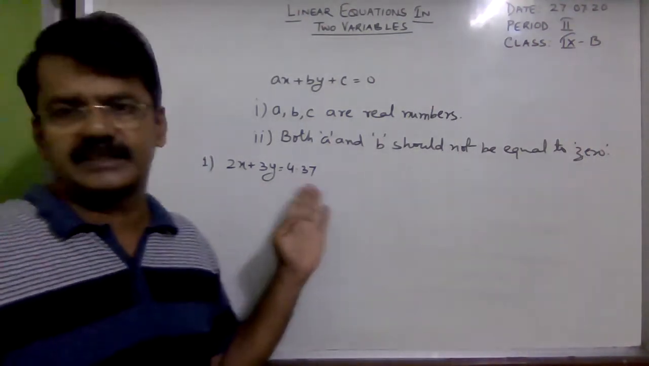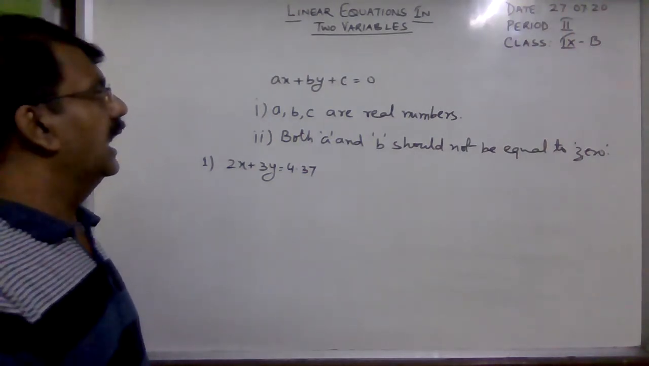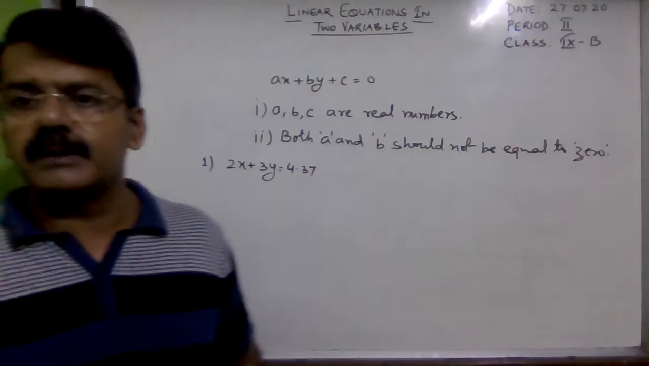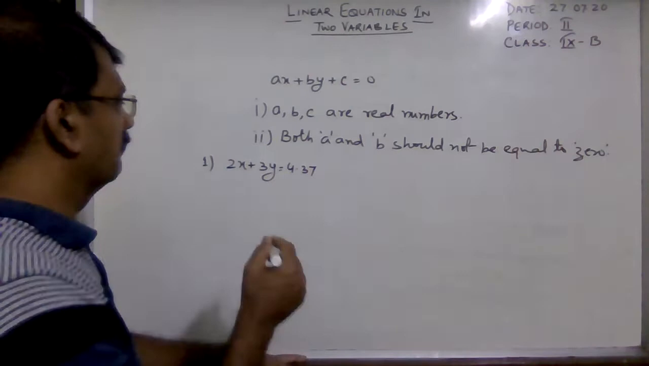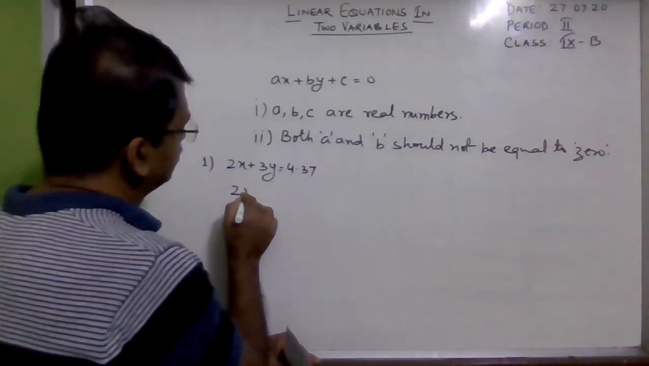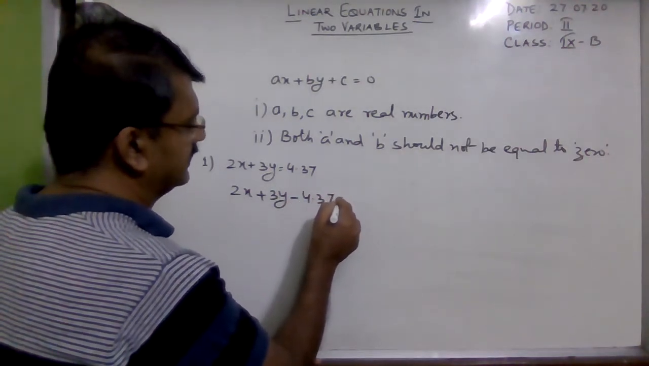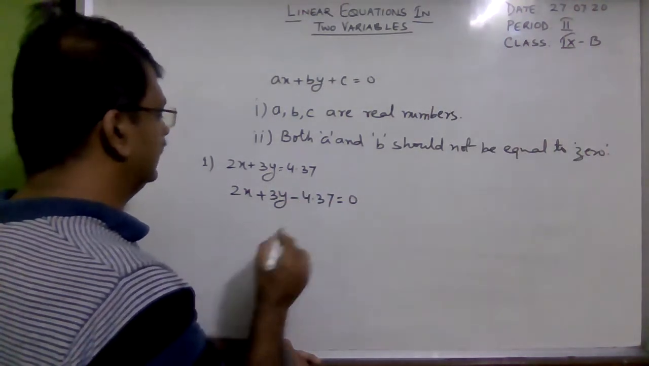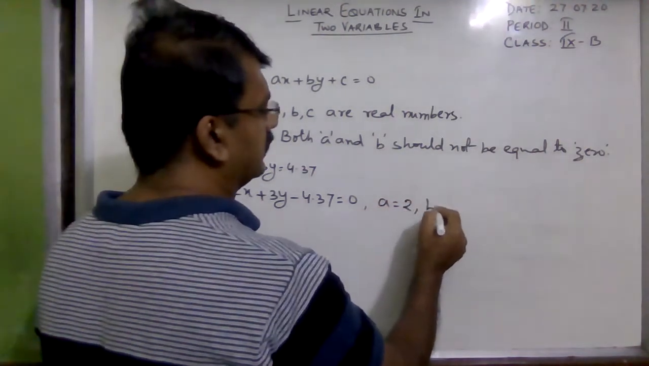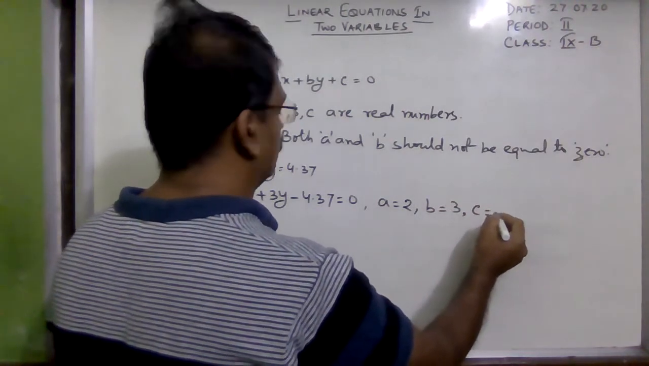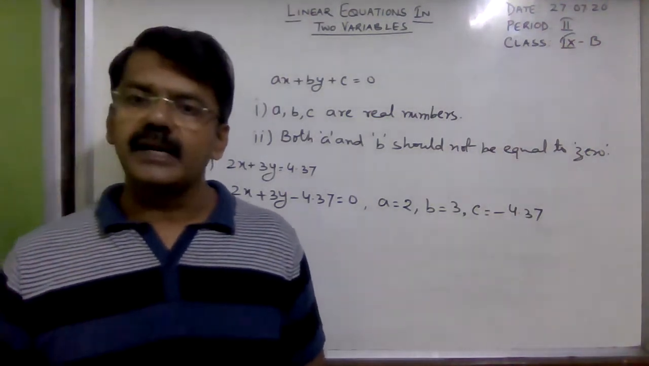It's very clear that this is a linear equation in two variables, but what we do, as the form is ax plus by plus c is equal to 0, so in this equation also you make it equal to 0, means 2x plus 3y minus 4.37 is equal to 0. Now you can see that A is equal to 2, B is equal to 3 and C is equal to minus 4.37. These are the values of A, B and C.